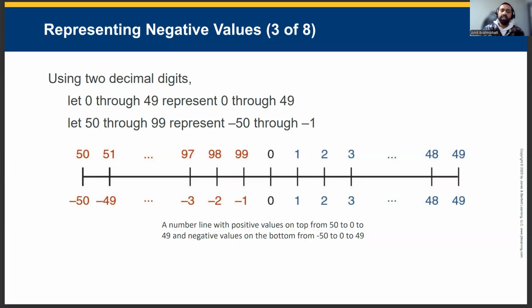The number line shown visually demonstrates how numbers can transition smoothly from positive to negative. This conceptual model prepares us for understanding complement-based numeric representation.